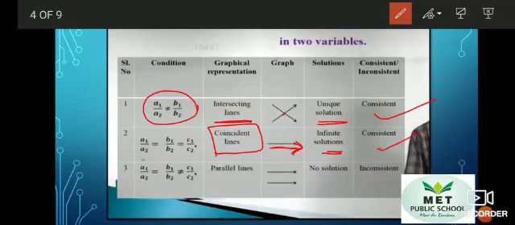And the third graphical representation is parallel lines. The condition for parallel lines is a1 by a2 is equal to b1 by b2 not equal to c1 by c2. And the lines in the graph will be parallel. Because it is parallel, two lines are not meeting each other at any point and hence it has no solution. As the graph has no solution, it is considered to be inconsistent.